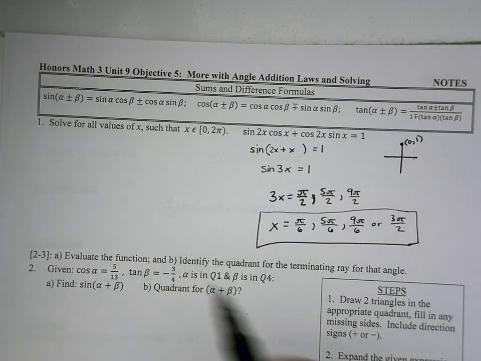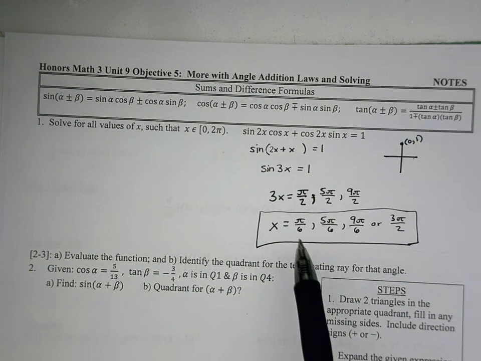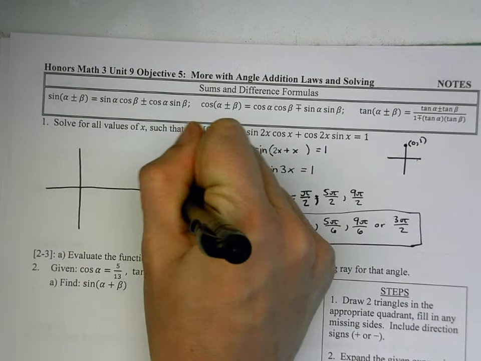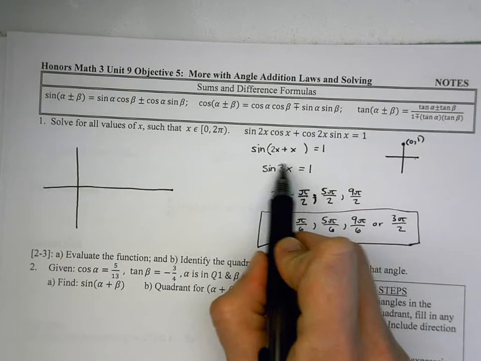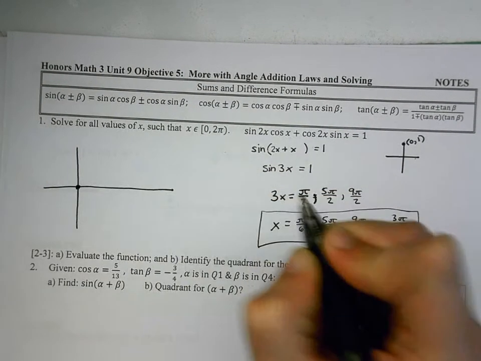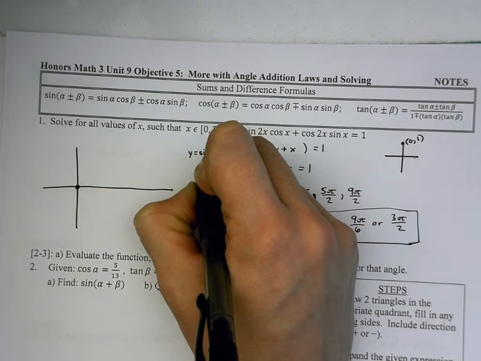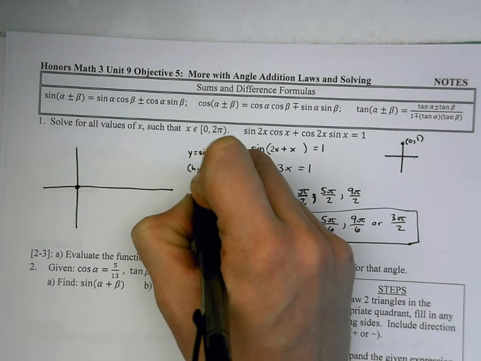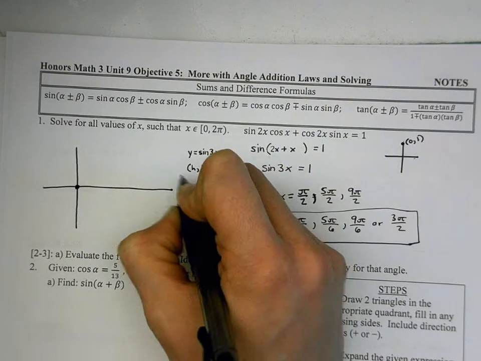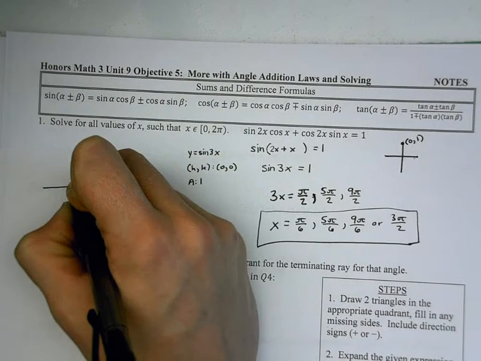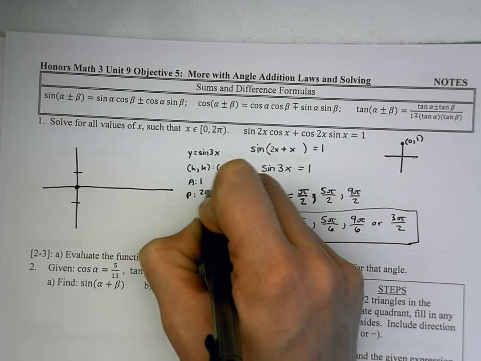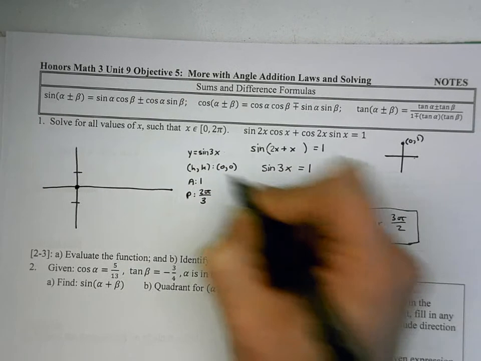We can see this graphically if we were to graph sine of 3x, like we learned how to do back in Unit 8. Right, if we graphed this, y equals sine of 3x, my HK would be at 0, 0. My amplitude would be 1, so I'd be going up 1 and down 1. And my period would be 2 pi over my b, which is 2 pi over 3, because my b is 3.